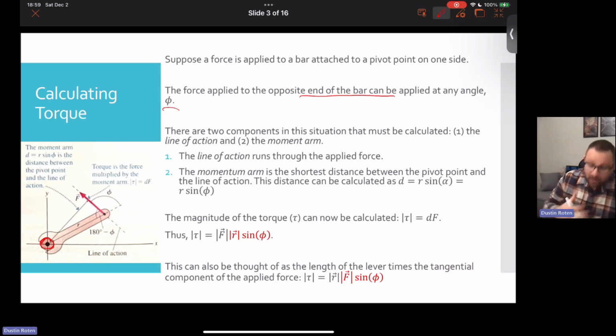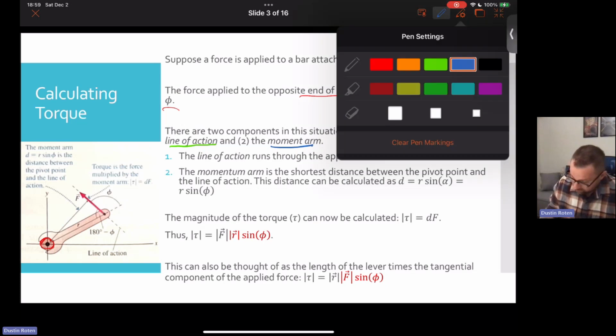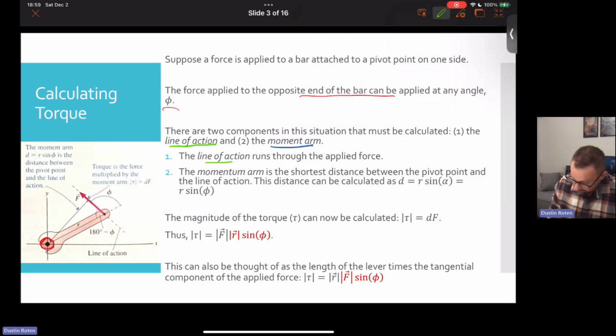Now there are two more things that are crucial in calculating this torque, and that is a line of action and a moment arm. The line of action just runs through the applied force. It's the line of action, action being the force, the thing that's causing the object to rotate. So here's our line of action. I've got it labeled here. That's the first part, and it's easy and kind of obvious to see.